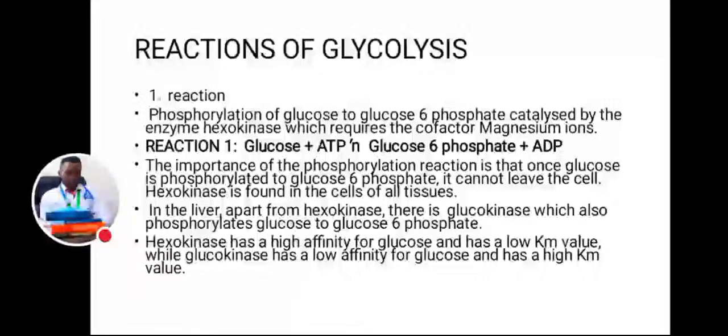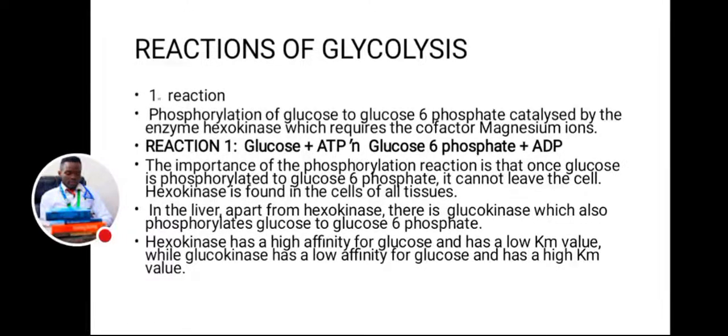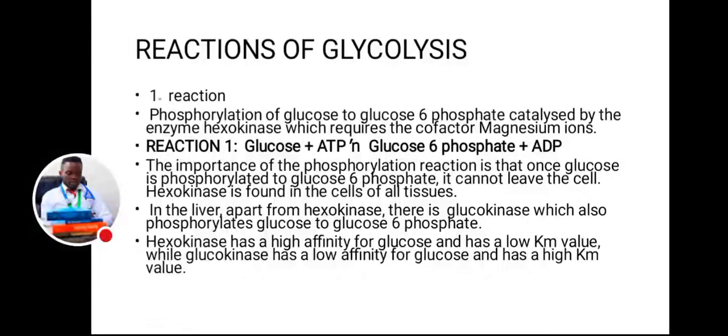Now the first reaction is called phosphorylation. So the phosphorylation of glucose gives glucose 6-phosphate, catalyzed by the enzyme called hexokinase, which requires the cofactor magnesium. So reaction 1, what do we have? We have glucose reacting with 1 ATP molecule to give us glucose 6-phosphate plus ADP. ADP there is adenosine diphosphate. Remember, reaction number 1 is a forward reaction, and the enzyme that catalyzes it is called hexokinase.